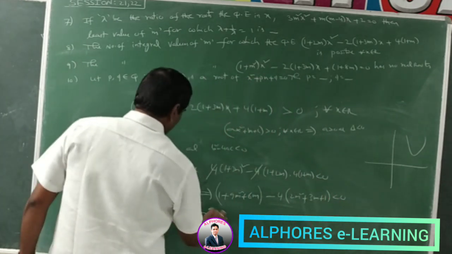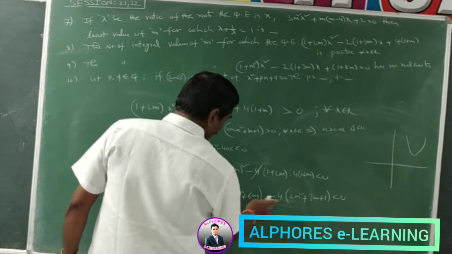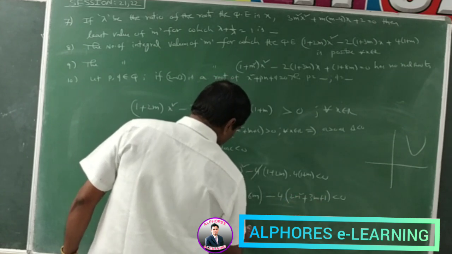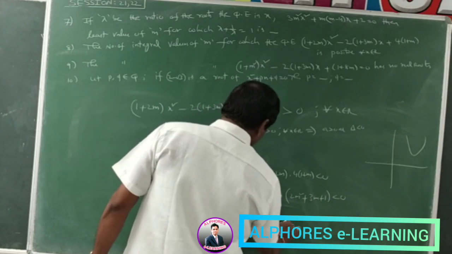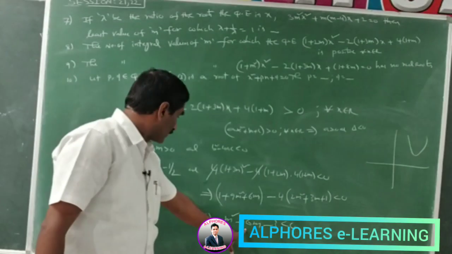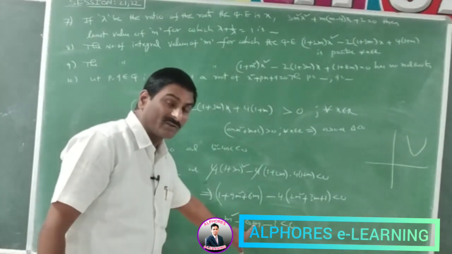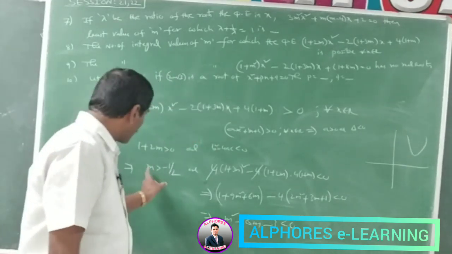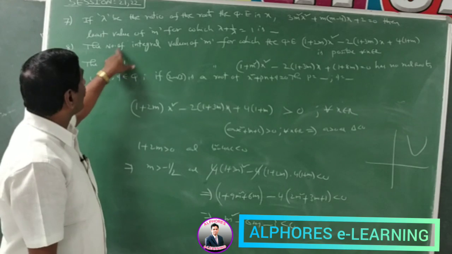That means 9m square minus 8m square means m square. 6m minus 12m, that means minus 6m. 1 minus 4 means minus 3 less than 0. m square minus 6m minus 3 less than 0. You apply minus b plus or minus root over b square minus 4ac by 2a. Find the interval of m and find the common solution of these two values. And at the same time, we find the number of integral values of m.